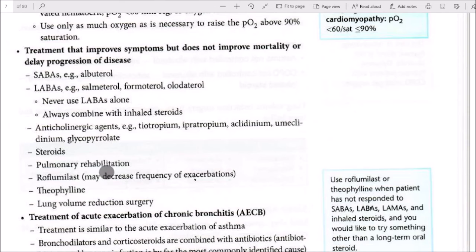Steroids, pulmonary rehabilitation, roflumilast, which may decrease frequency of exacerbations. Theophylline, lung volume reduction surgery.